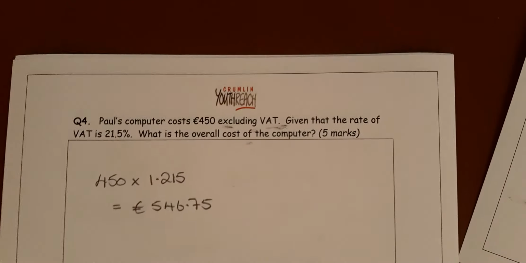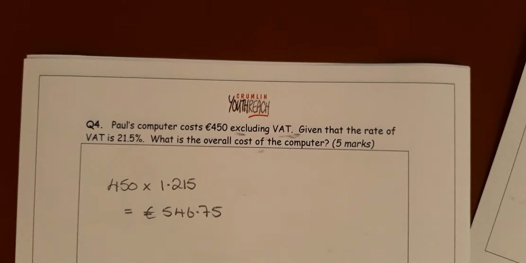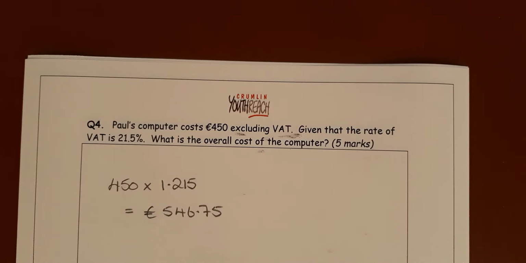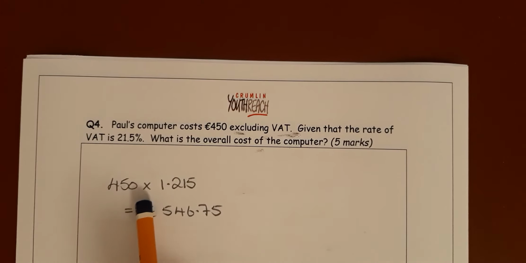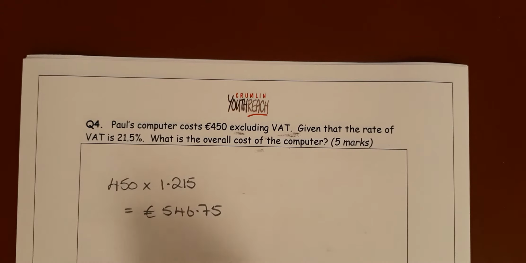Question 4. Paul's computer costs €450 excluding VAT. Given that the rate of VAT is 21.5%, what is the overall cost of the computer? So there's two ways to do this. This is my preferred way. 450 multiplied by 1.215, and this gives us €546.75.